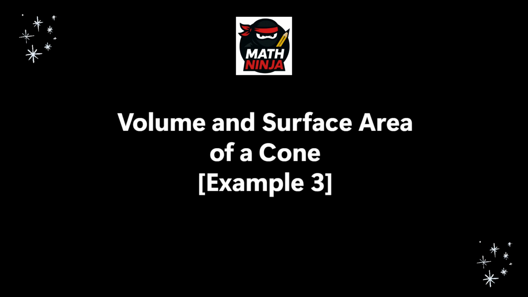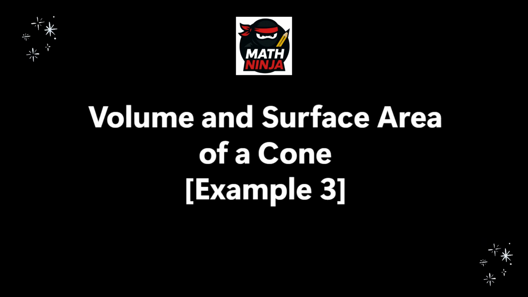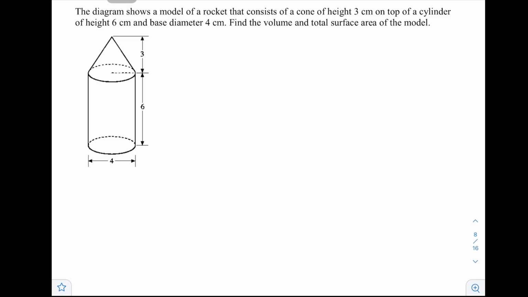In this video, we will look at an example involving the volume and surface area of a cone. In this question, we have a composite solid that is made up of a cone as well as a cylinder. We know that the cone has a height of 3 and the cylinder has a height of 6, and the base diameter is 4 cm. That is telling us that the radius of both the cone and the cylinder is simply 2 cm.